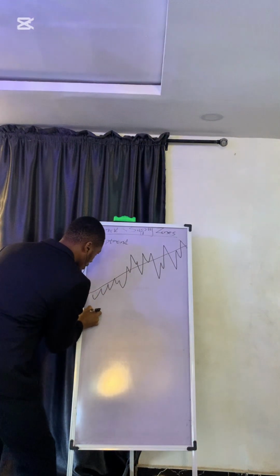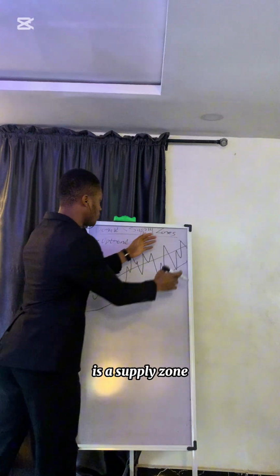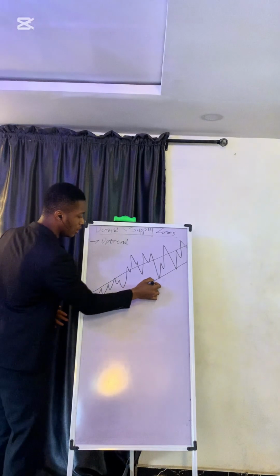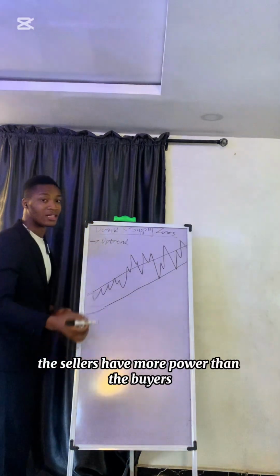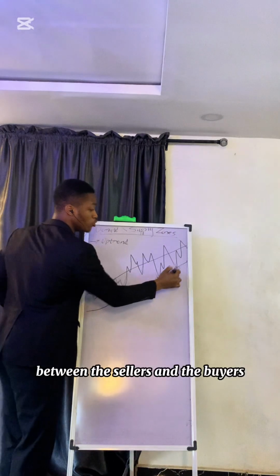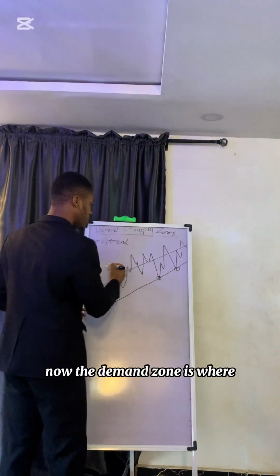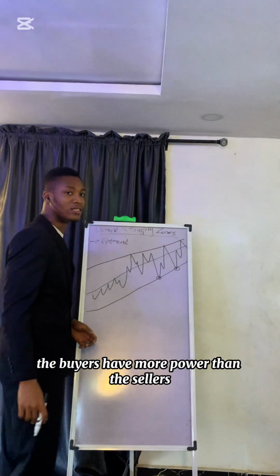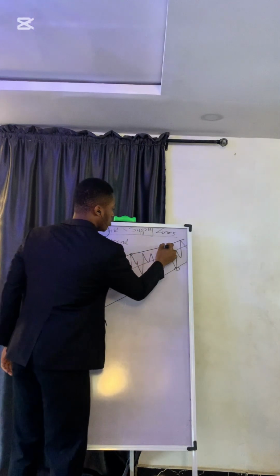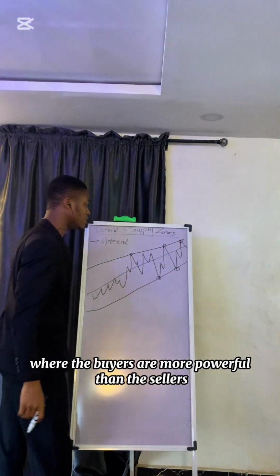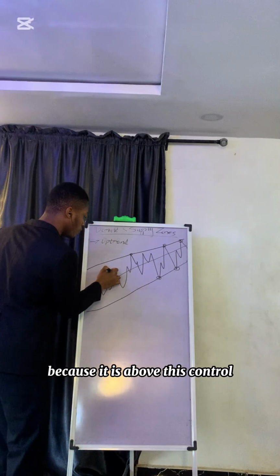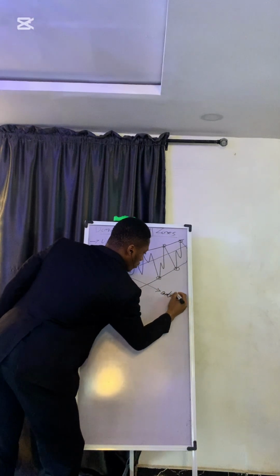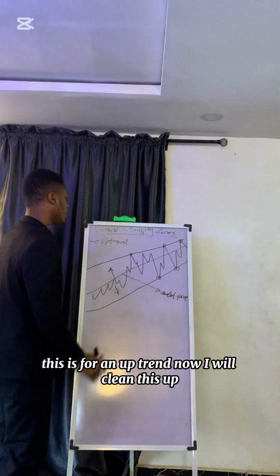This is a supply zone. A supply zone is a point where the sellers have more power than the buyers, and there is a strong point between the sellers and the buyers. Now, a demand zone is where the buyers have more power than the sellers, because it is above this control price. This is for an uptrend.